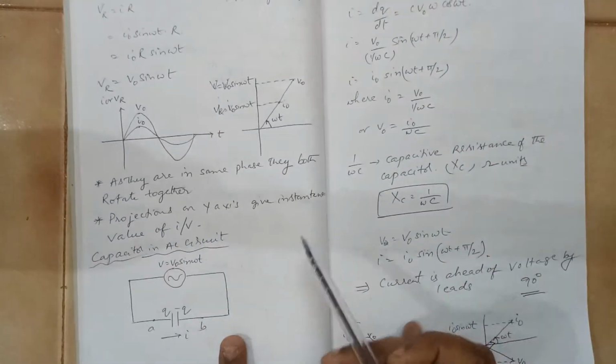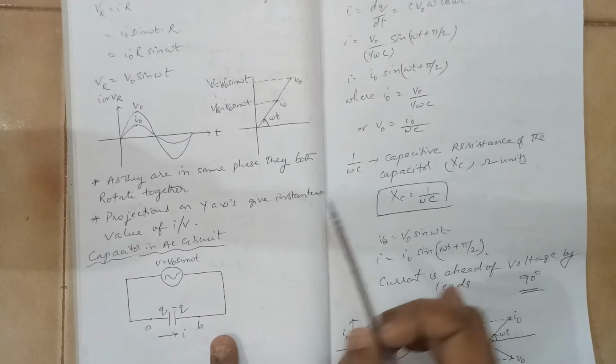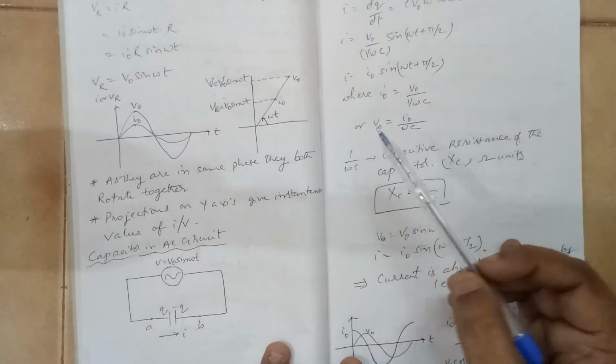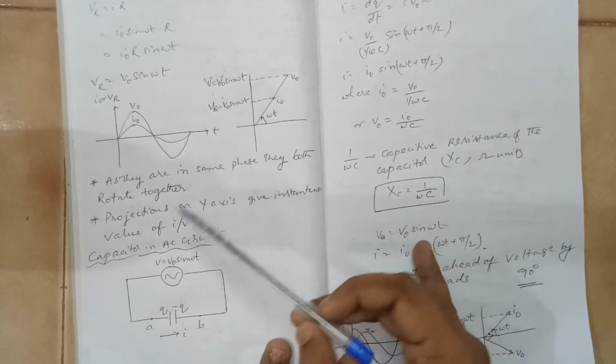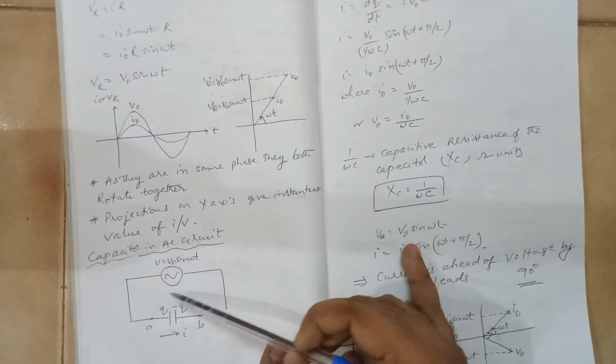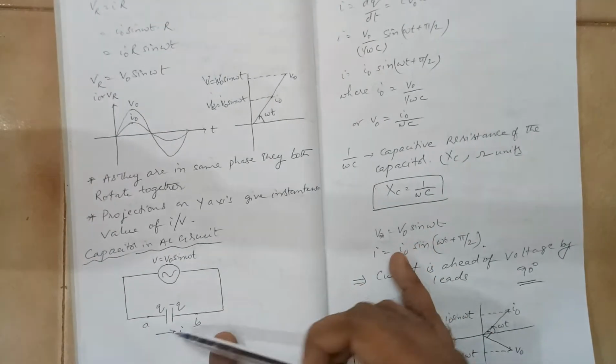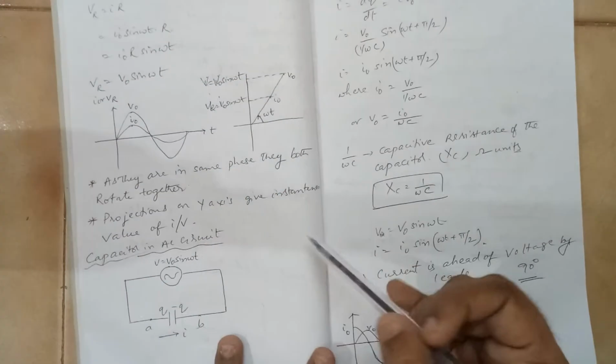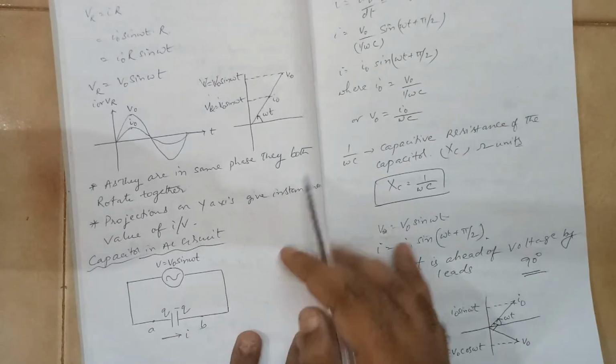Let us move to the next element, which is a capacitor. A capacitor placed in an AC circuit. This is the AC circuit. In a DC circuit, you are going to see here a battery. Here we are showing the symbol, and there is a capacitor between point A and B. The charge deposited is Q, okay, and the current direction is this.